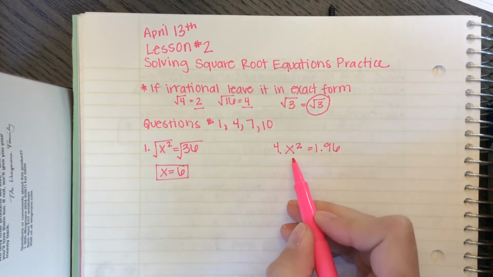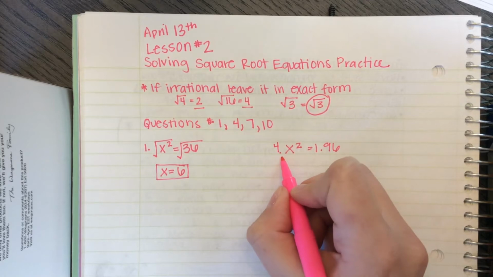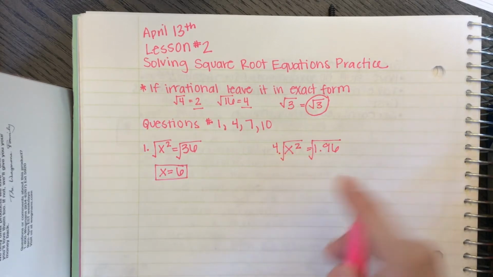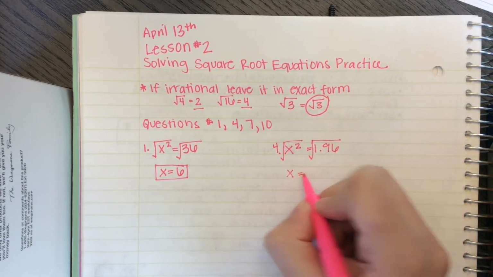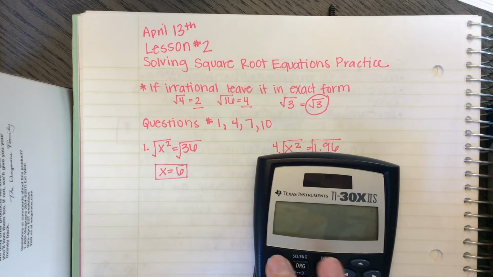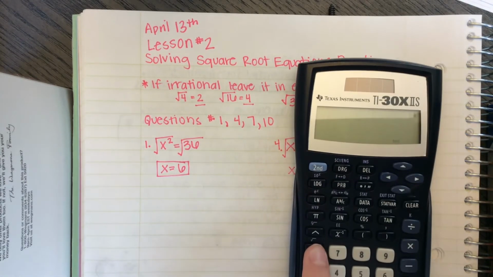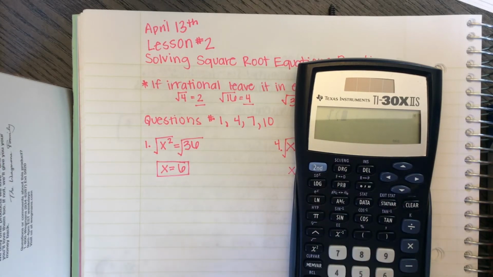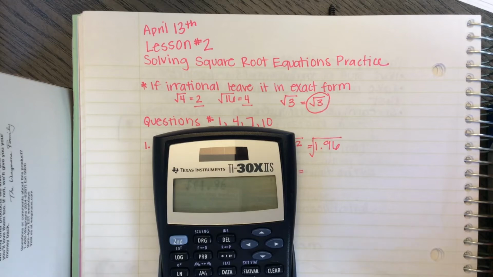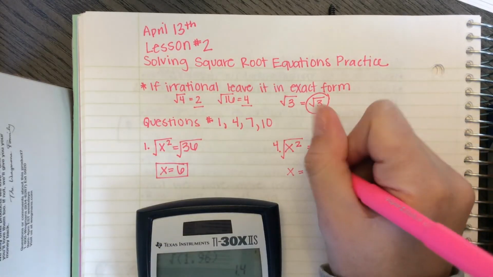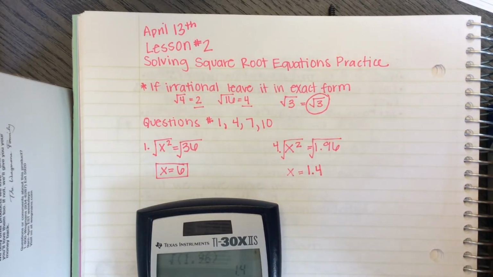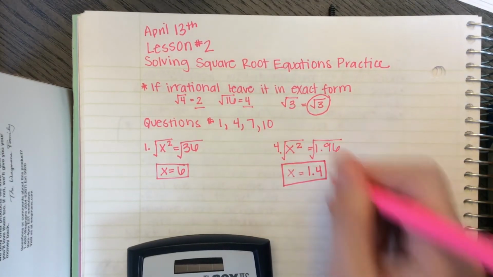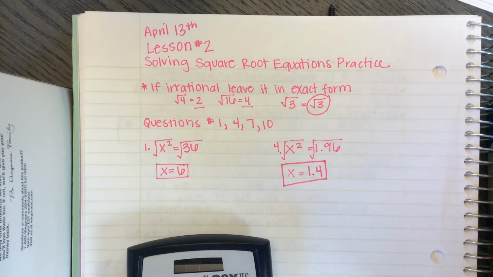So again, I see x squared. That means, in order to undo an x squared, I got to square root. Whatever I do to one side, I got to do to the other. The square root of x squared is x, and the square root of 1.96, I'm going to do in my calculator. The square root button is right over that x squared button, so second x squared, and you're going to do 1.96. And it should give you a nice 1.4. So this is an exact number. We didn't have to play with it. It's exactly 1.4. Okay, so that's number 1 and that's number 4.